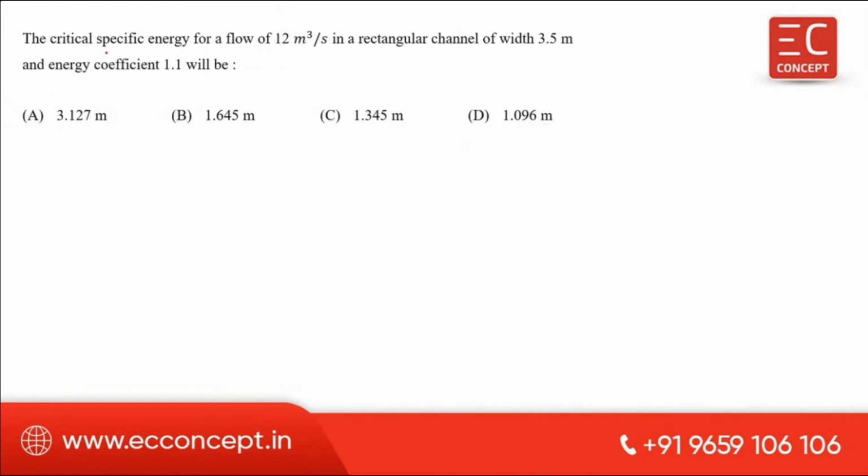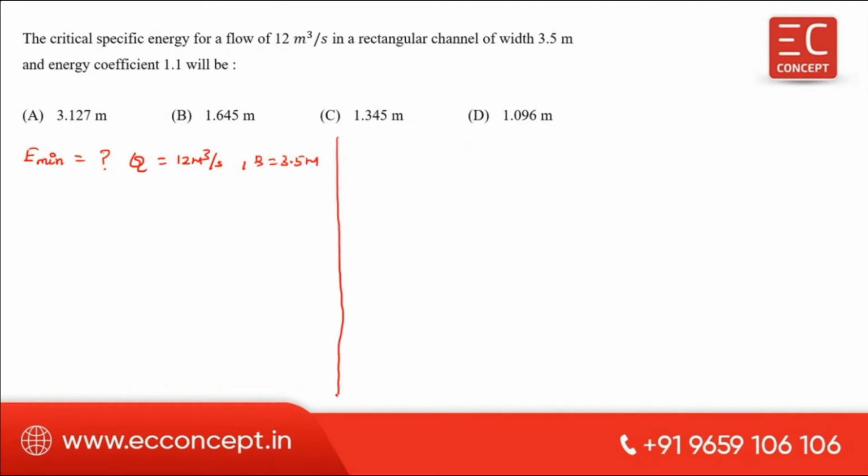Next one. The critical specific energy of a flow. What is the meaning? E minimum they are asking, or EC. And the flow Q is equal to 12 meter cube per second. That means capital Q is given. A rectangular channel of width is equal to 3.5 meter.